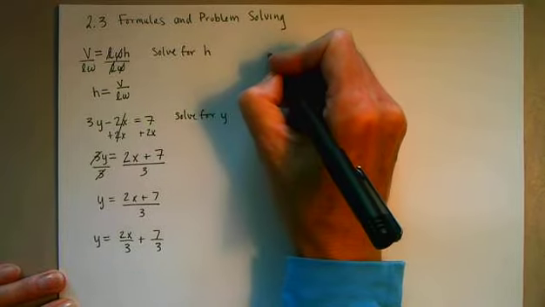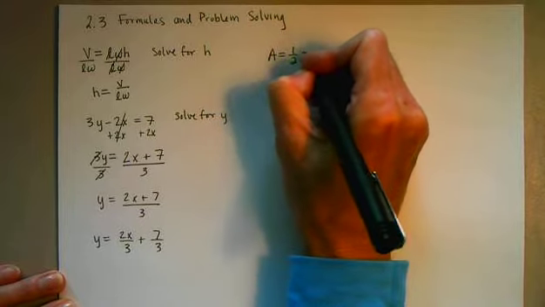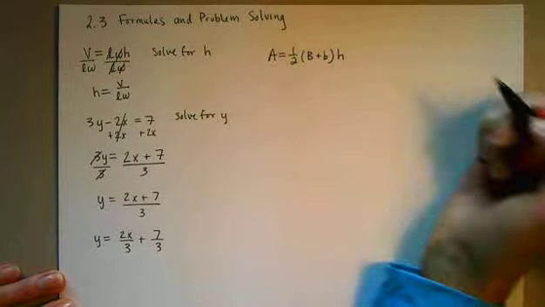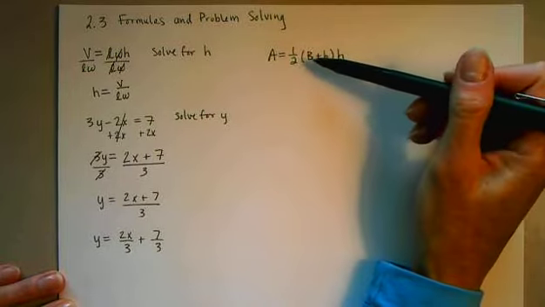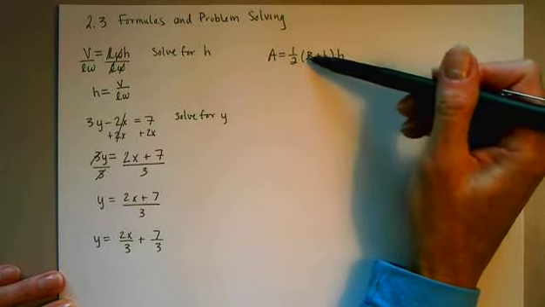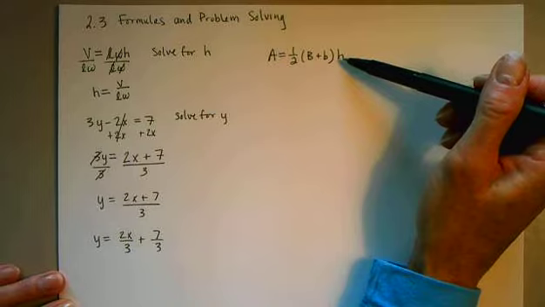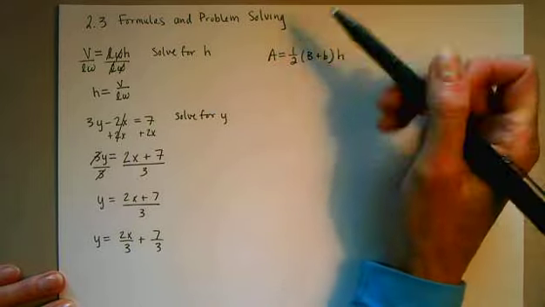Alright, let's try this one. Let's say I give you A equals 1/2 (capital B plus lowercase b) times h. Now I believe that's the formula for the area of a trapezoid, because trapezoids have two bases, so one's probably B and b, and a height. But that's extraneous. You might know it and you might not, and that is totally fine.